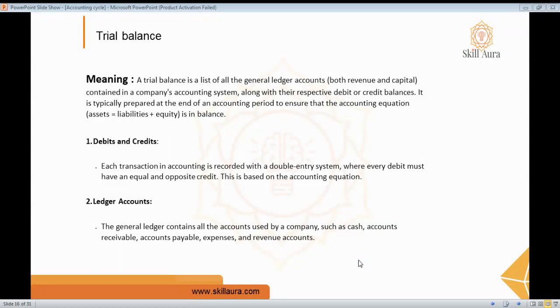And the second one is ledger account. Here, the general ledger contains all the accounts used by the company. So, by converting the journal to the ledger, we'll have kinds of accounts like cash account, accounts receivable, accounts payable, expenses, and revenue account, etc.